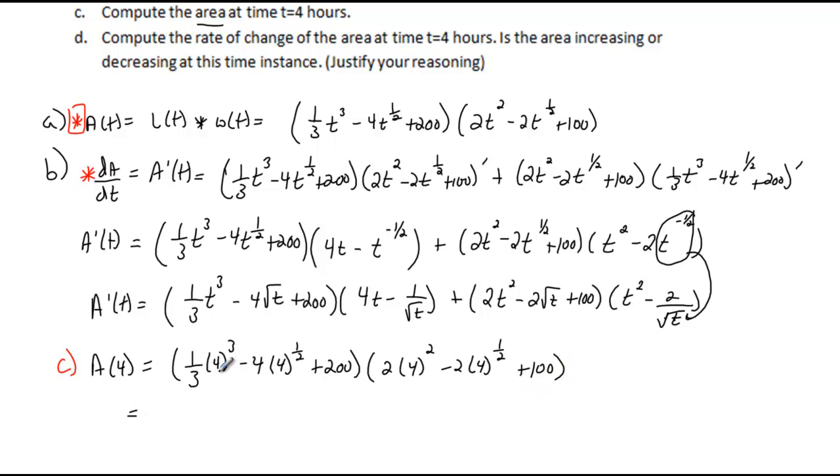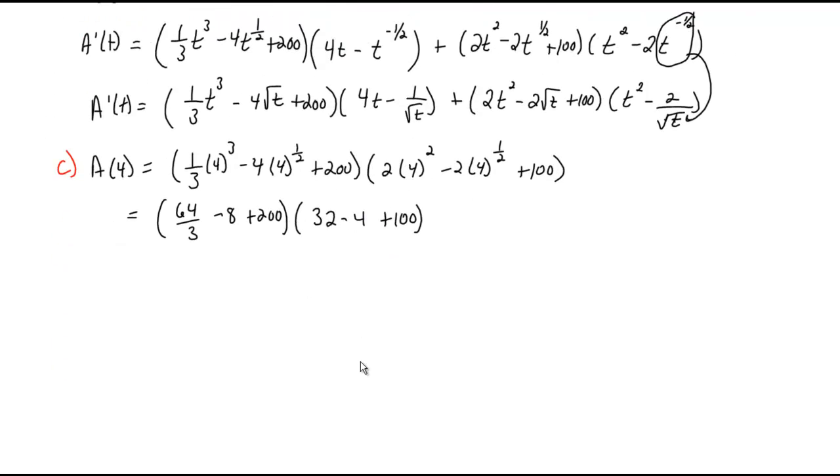Okay, so 4 times 4 is 16 times 4 is 64, so we're going to have 64 thirds over here. 4 to the 1/2 is 2, minus 4 times 2 gives you minus 8 plus 200. 4 squared gives you 16 times 2, which is 32. 4 to the 1/2 is 2 times negative 2 is minus 4. And then we have plus 100 over here. Hopefully I did these calculations correctly. I think we did. So now let us continue here.